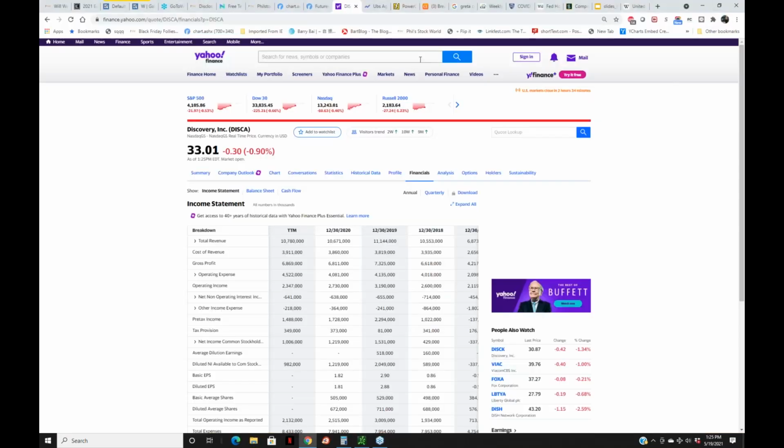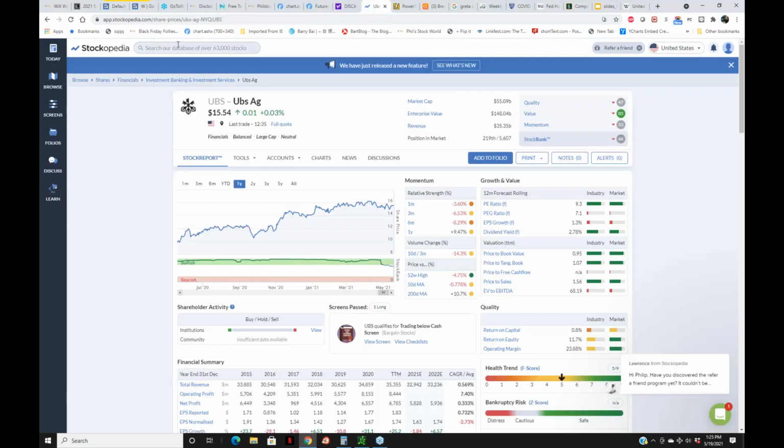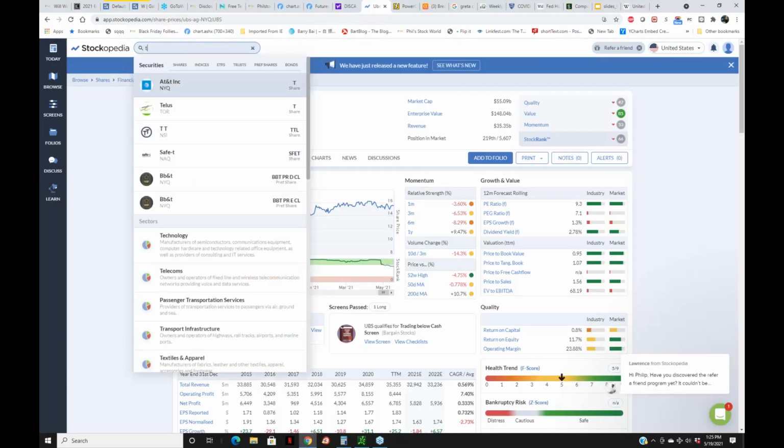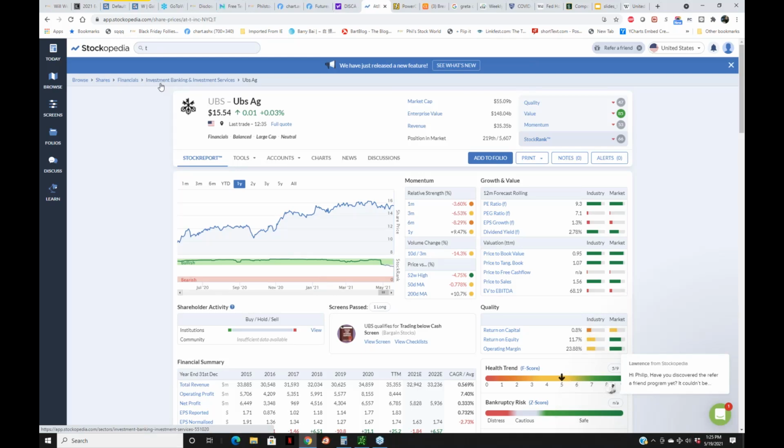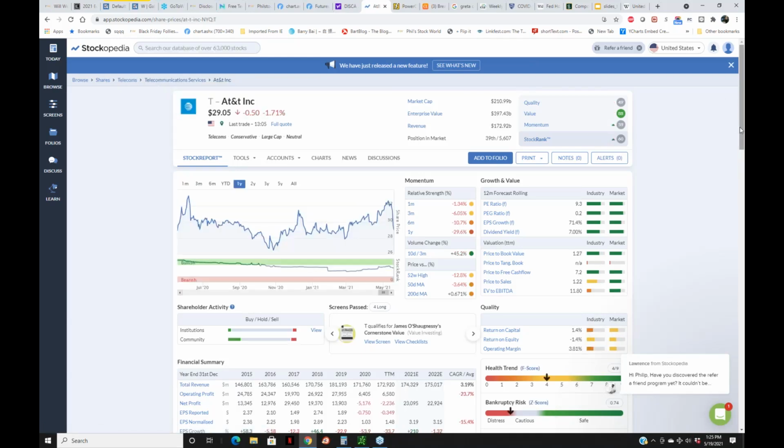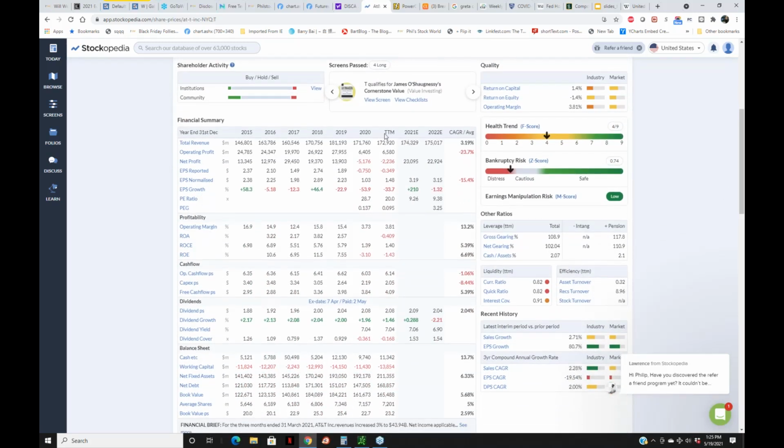So now we go back, and now we do some more math. So now we have to find out how much money AT&T makes. So AT&T, oh, there it is. $170 billion in revenue. Holy crap. And they make, you don't go by this, obviously. They make $20 billion a year, let's say. Okay, so a quarter of that is $5 billion.